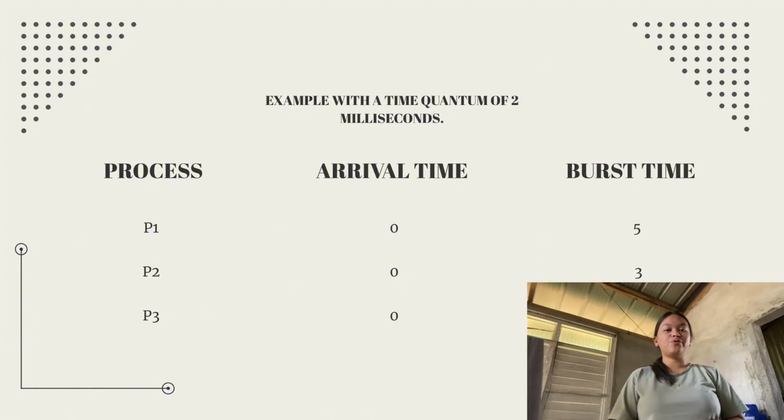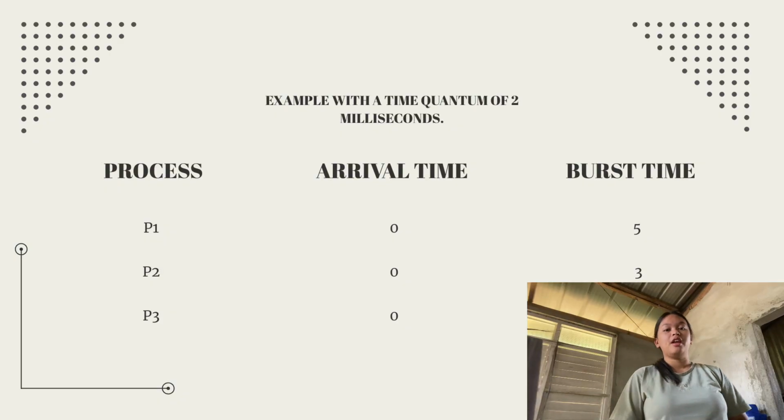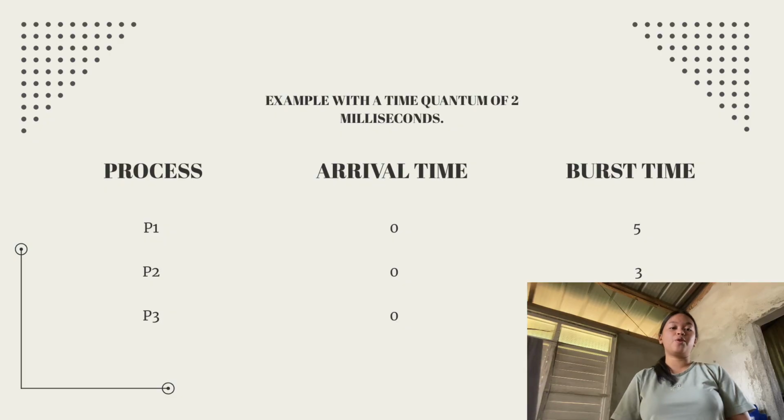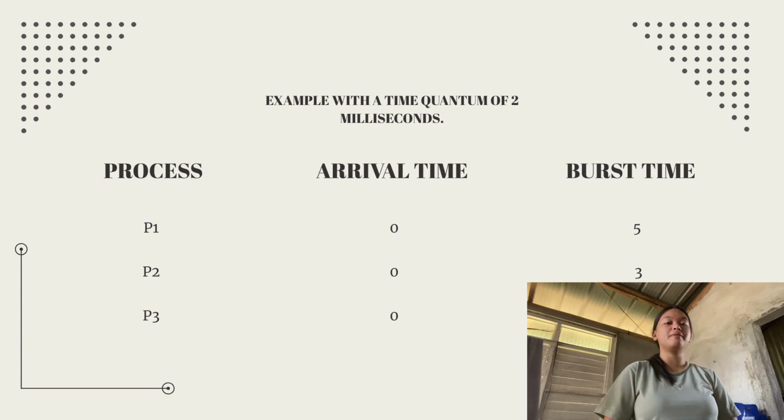P1 runs first for 2 milliseconds and the remaining burst time is 3. P2 runs next for 2 milliseconds, and the remaining burst time is 1. P3 runs for 1 millisecond and finishes. P1 runs again for 2 milliseconds, and the remaining burst time is 1. P2 runs for 1 millisecond and finishes. And P1 runs for the last 1 millisecond and finishes.